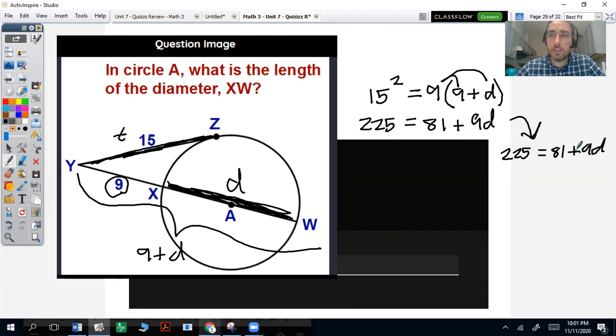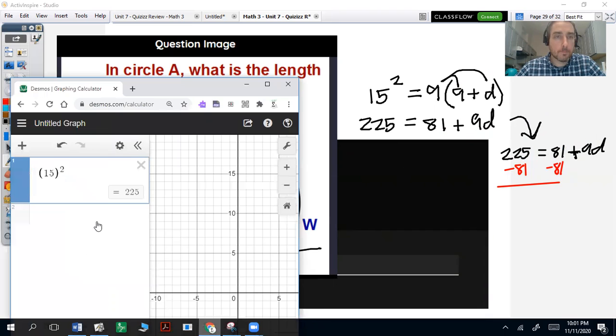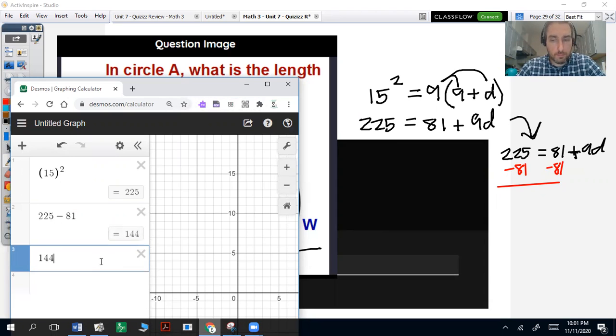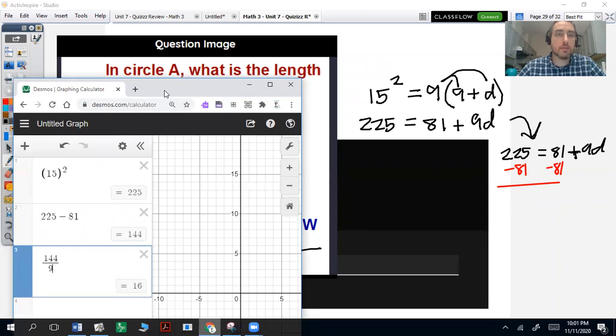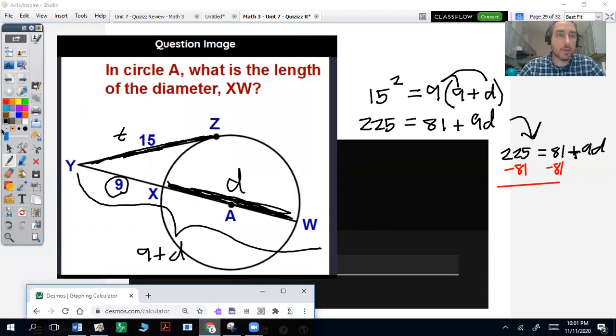All right, let's solve. Well, this is just 2 steps, minus the 81 and then divide by the 9. So 225 minus 81 should be 144. And then we're going to divide by 9. So 144 divided by 9 is 16. So you can see that progression, square the 15 minus the 81, divide by 9, and you're going to get 16. So the diameter's length is 16.